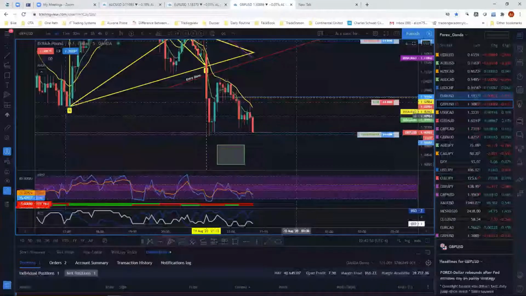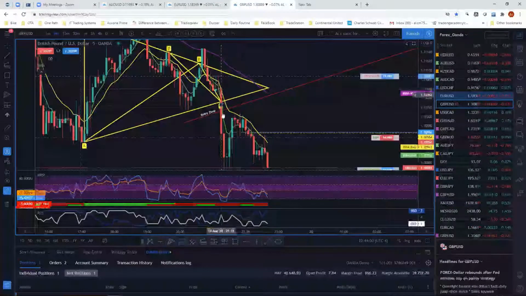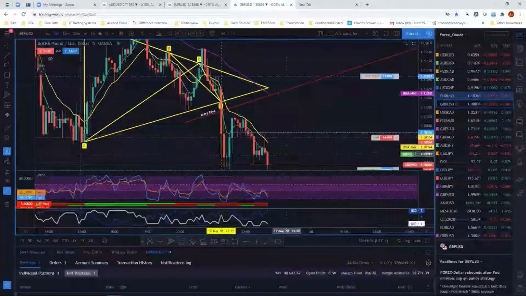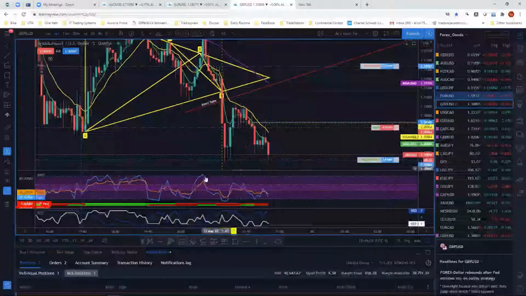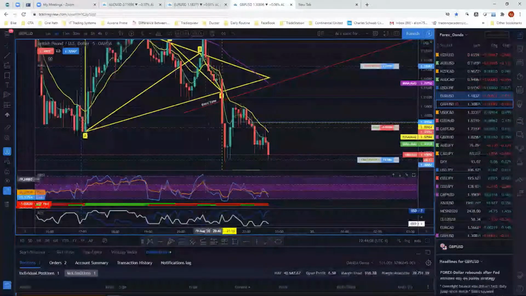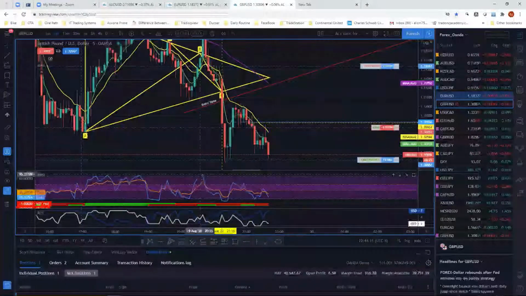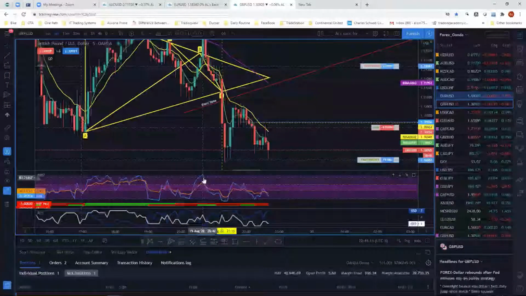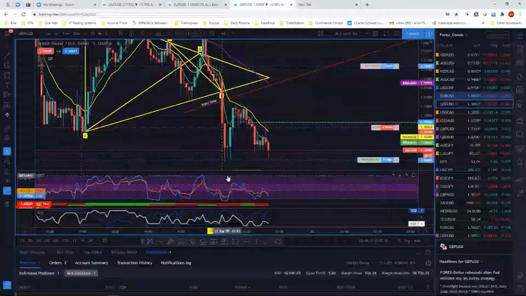Okay. So the next thing is, you remember that big drop? Where you have the... Here? Yeah. So on the RSI, where does it hook? It hooks right there. Right at the 89.